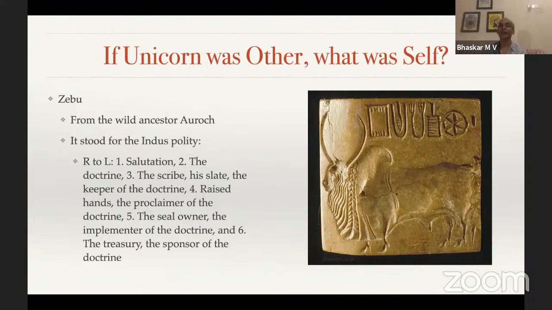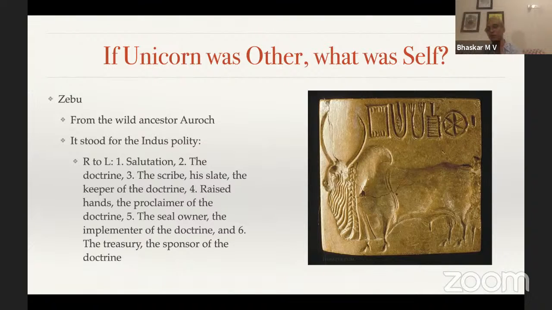Next to that, we see the proclaimer of the doctrine with two hands out, a priest in prayer position, and also in the position of an appeal, the proclaimer of the doctrine. And next to that person, we see the actual seal owner, who is the implementer of the doctrine, who controls the artifactual, artisanal, and merchant class of the Indus: raw materials, production, distribution, economy, and so on and so forth. He's also the seal owner.